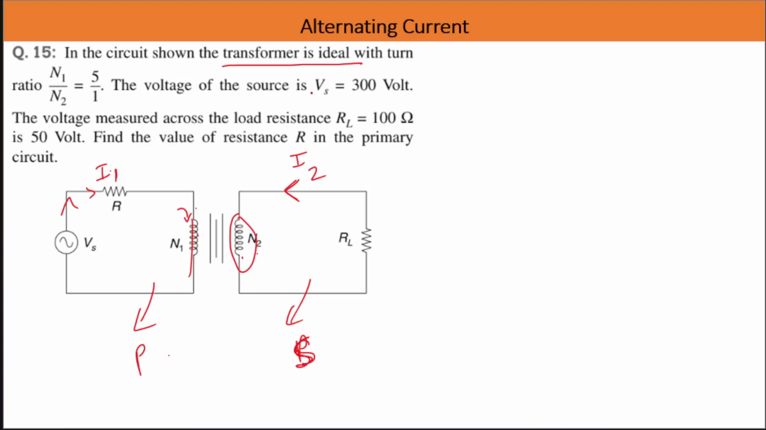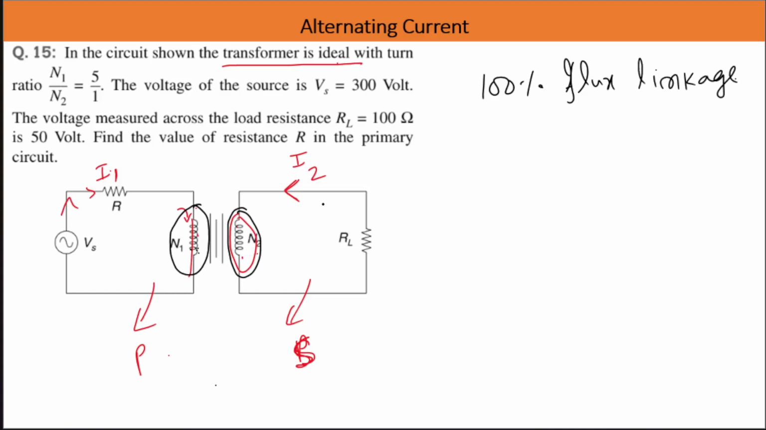Okay, so since this is an ideal transformer, what is the meaning of ideal transformer? Whatever flux is linked with this primary coil will get linked with the secondary coil, so 100% flux linkage. This is one definition of your ideal transformer, and that is why if I say flux through N1 is phi1 and flux through N2 is phi2, then these two have to be equal.